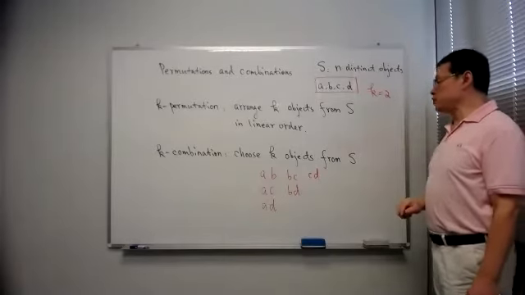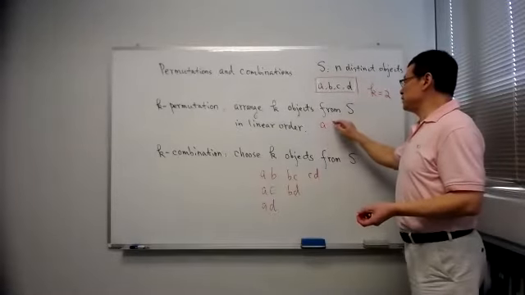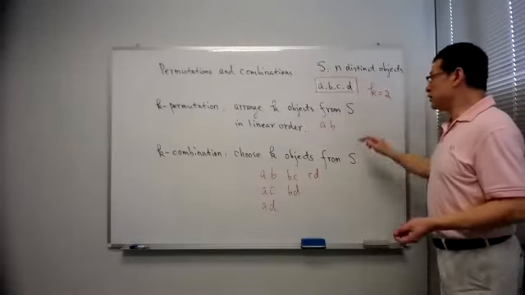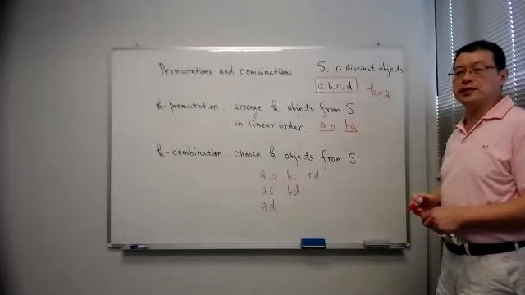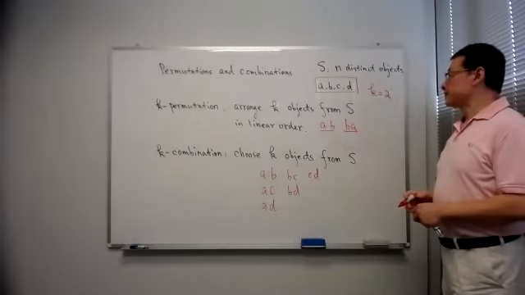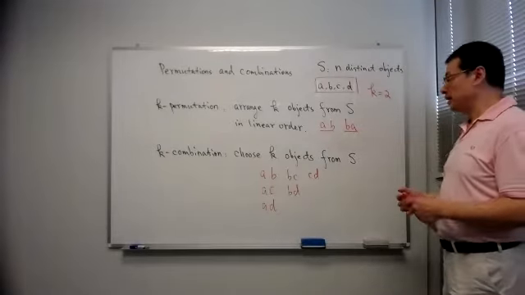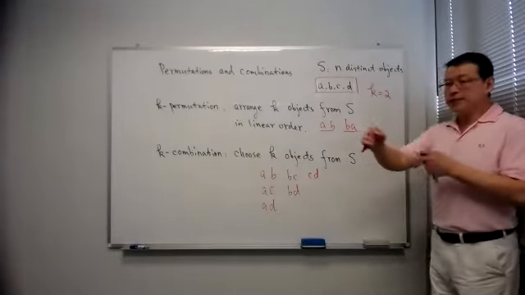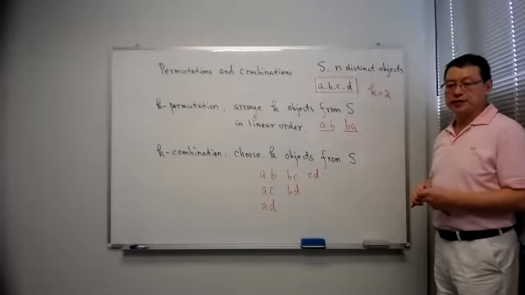Now, in terms of permutation, once we choose them, we still need to order them. So if we just use these two objects, the ordering will be different, BA and AB. They correspond to two different orderings. Okay, so that's the difference between combination and permutation. Of course, because in permutation ordering matters, the number of ways is much more than combinations.